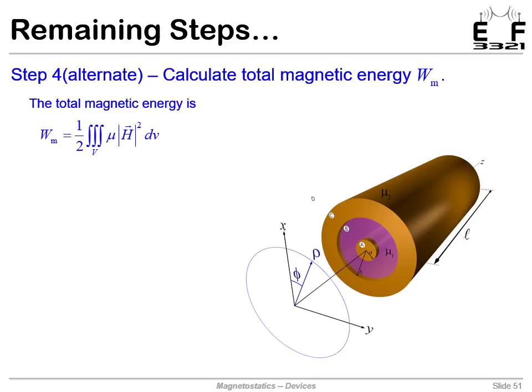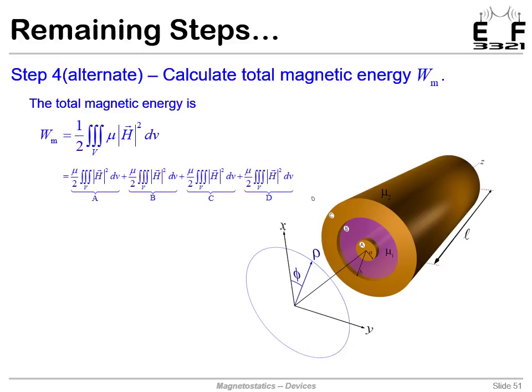When we analyzed our solenoid, our next step was to calculate the magnetic flux density B from the magnetic field intensity H, and we used the constitutive relation to do that. Then we integrated the B field to get the flux, and then we used that to calculate the inductance of the solenoid. Now we're going to take the alternate approach to demonstrate that. Given H, we can calculate the total magnetic energy and then use that to calculate the inductance.